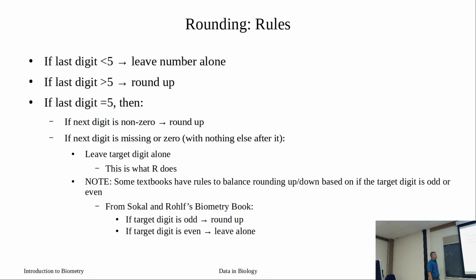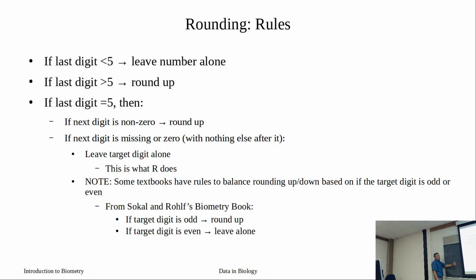All right? We're going to do that because this is what R does. There is a round function in R and we'll introduce it. So we're going to do what R does. The problem with this is that we start to introduce a little bit of bias in our numbers, because we're going to start leaving this number alone a little bit too frequently. So we're going to bias our estimates of means a little bit lower than the true value.